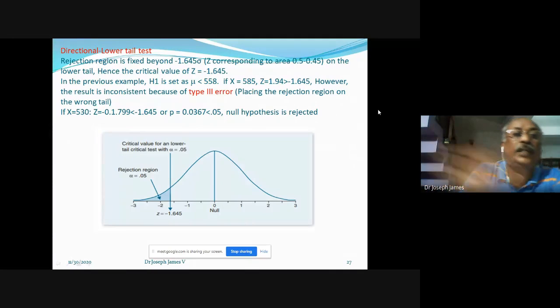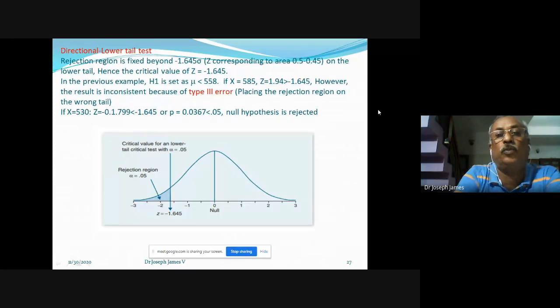And in type 3 error, if we take x bar as 538, the null hypothesis could be rejected, and everything is the same as in the case of the previous example.